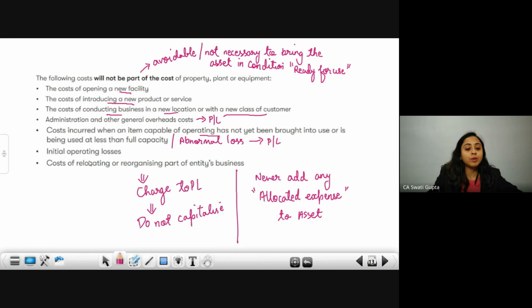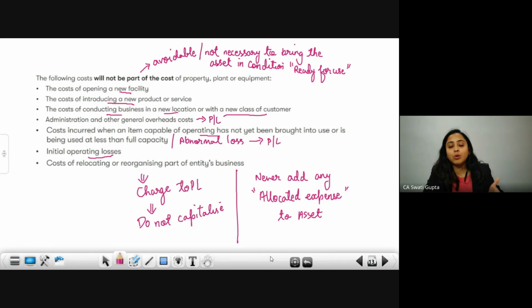Next, initial operating losses. See, operating losses, never create a provision, never record any loss into the PPE. See, you have bought a machine, you have installed that machine, okay, and you have tried and tested and made some samples and said that, okay, it's good to go.